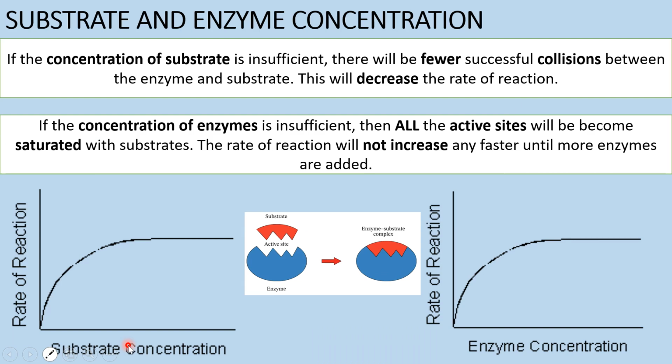Substrate and enzyme concentration. In this graph here, we have rate of reaction and substrate concentration. As you increase the substrate, you're increasing the rate of reaction. And the key thing to understand is only on this image here.